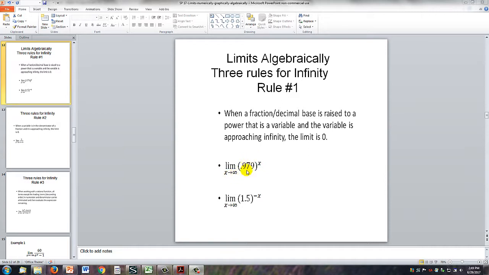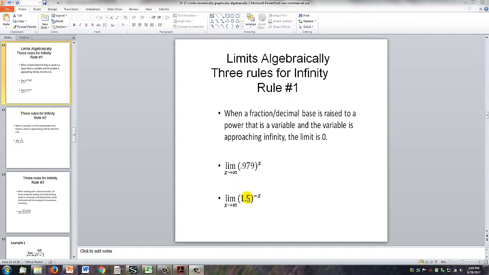So if you have a number that's less than 1 and you're raising it to a power, the denominator is going to get bigger than the numerator faster. So this function is going to eventually head to 0 since x is approaching infinity. Similarly, this is the limit of 1.5 to the negative x as x approaches infinity. You have to remember a little bit of algebra here. 1.5 is 3 over 2.